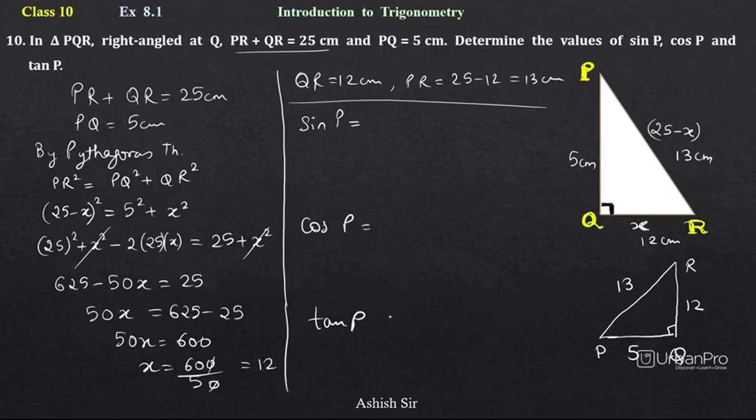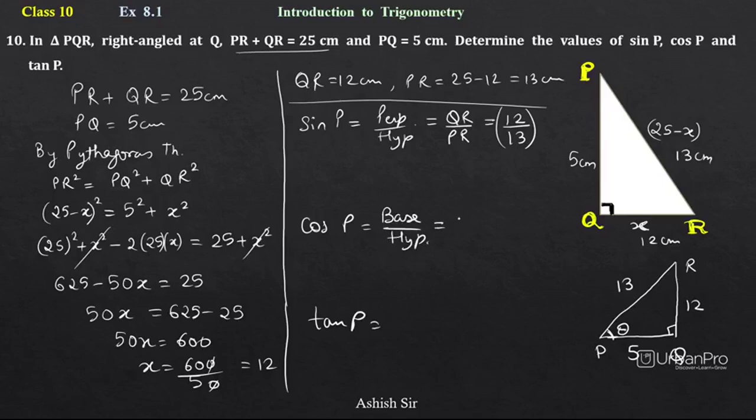We know that sin is perpendicular by hypotenuse. Now here perpendicular will be QR, P is the theta angle, PQ will be the base and PR will be hypotenuse. So QR is 12 and PR is 13. So sin P is 12 by 13. Similarly, cos P is base by hypotenuse. Now the base is PQ and hypotenuse is PR. So what we get is 5 by 13.